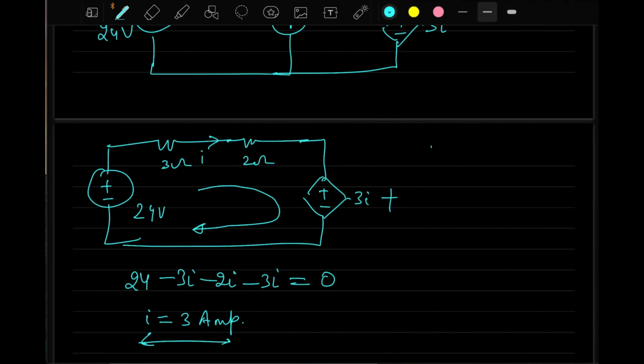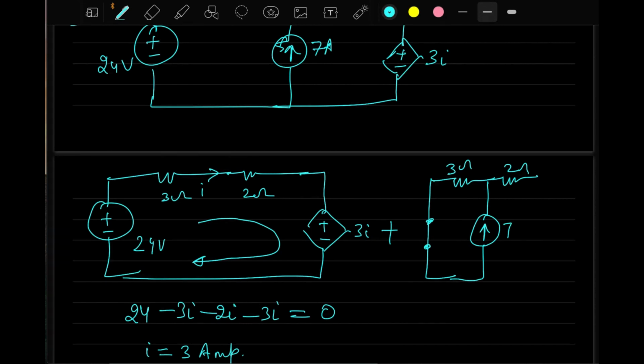And now this 24 volts will be a short circuit. So that's why it is short here. And then we have 3 ohms, 2 ohms, and then you have a current source like this, and here the current source value is 7 amperes, and then you have a 3i like this, and here you have a current I like this. So if you want to solve it using whatever choice you have, you can do it.